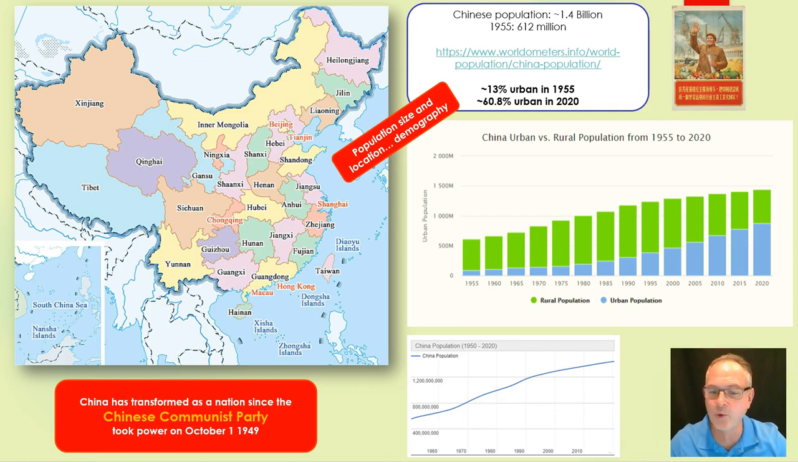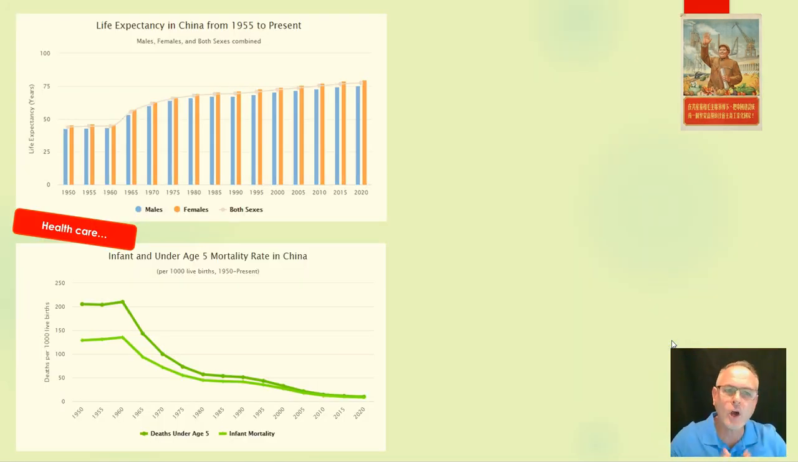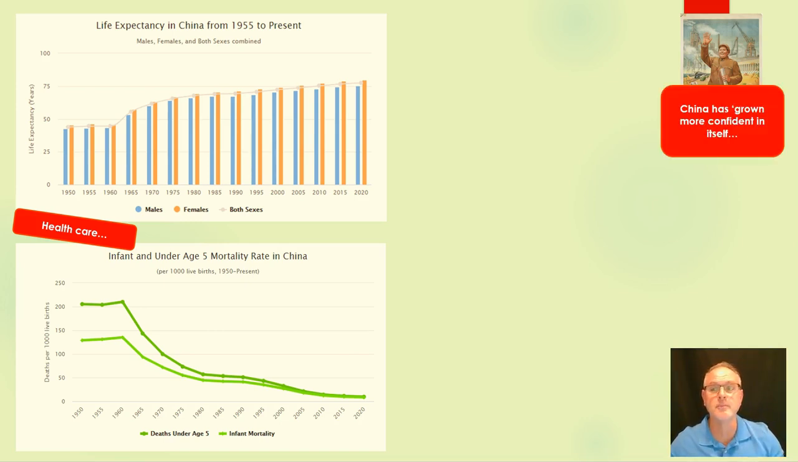There's that 6-minute warning, so I'm going to try and push on for us. You can also see China's population dramatically expand. Let's have a look at a couple of other aspects of China. Life expectancy has increased dramatically in China from 1955 to the present, and infant and young children's mortality has fallen dramatically. Health standards, healthcare has certainly improved under the Chinese government.